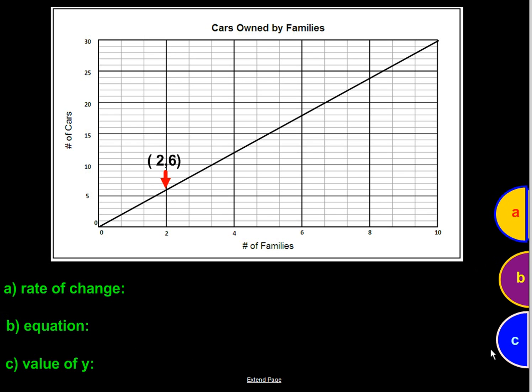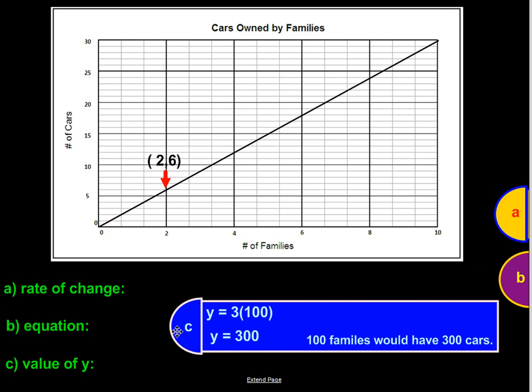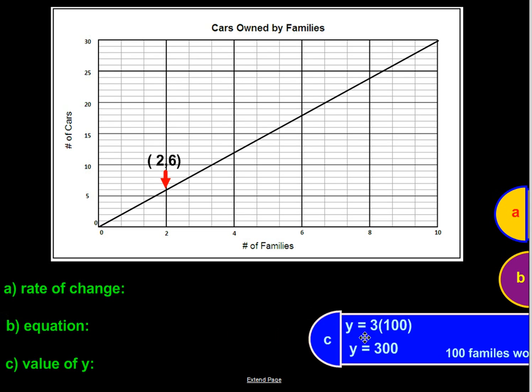The value of y. If I take the formula I had before, which is y equals 3x, and substitute 100 for x, I get y equals 3 times 100. Solving that out, I get y equals 300. Pulling that back in, if y is 300 and my y-axis talks about cars, and 100 was x, and the x-axis talks about families, that's saying for every 100 families, you're going to have 300 cars. And that would be the value of y.